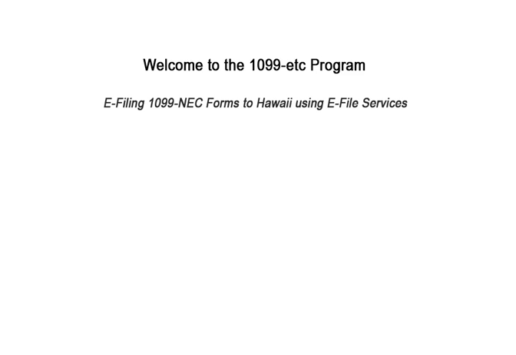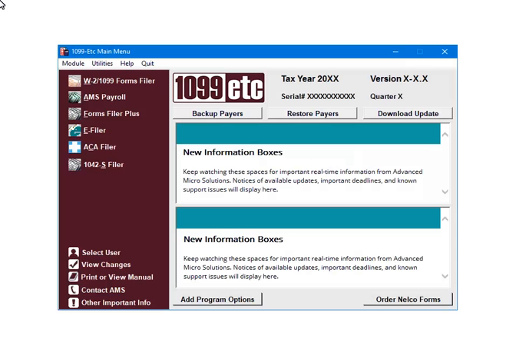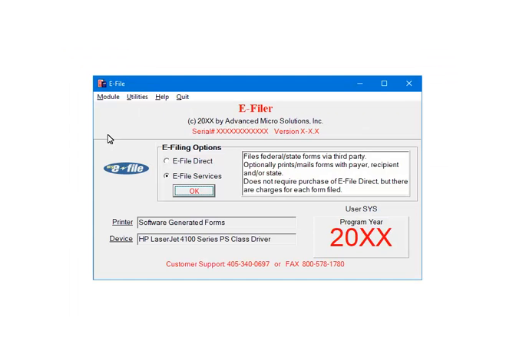This tutorial covers e-filing the 1099 NEC forms to Hawaii using e-file services. To begin, the pair ABC payroll has been created, and the 1099 NEC form data has been entered. This is the main menu. To continue, select e-filer. This is the e-filer menu. Select e-file services. Now click OK.